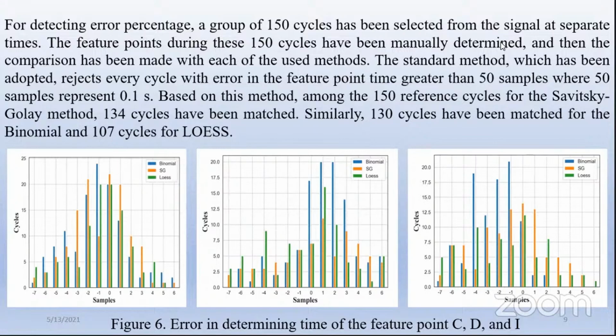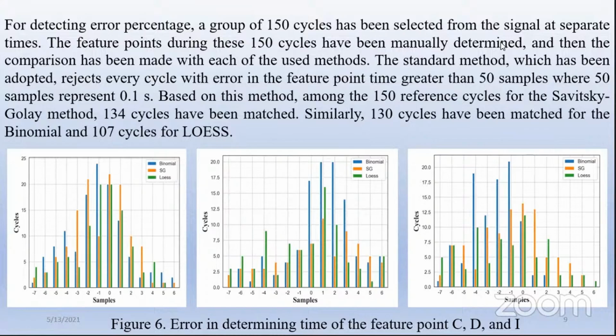To do that, a group of 150 cycles has been selected from the signal at separated times. The feature points during these 150 cycles have been manually determined, and then the comparison has been made with each of the used methods. The standard method which has been adopted is to reject every cycle with error in feature point time greater than 50 samples, or 0.1 second. And based on this method, among the 150 reference cycles for the Savitzky-Golay method, we found 134 cycles.